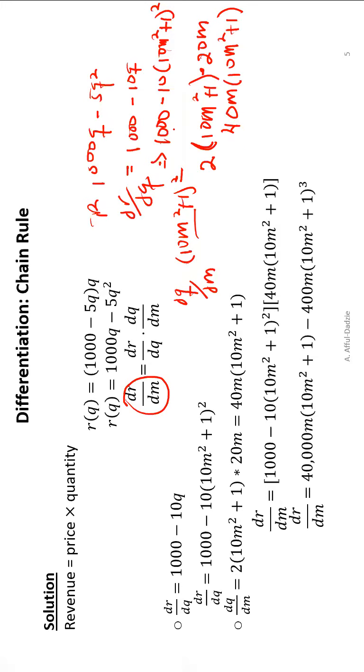So we have two functions. This is dR/dQ and this is dQ/dM. So we multiply these two functions together and we end up having our dR/dM. And so that's it here. So we have the function here, which is dR/dQ, 1,000 minus 10 times (10m squared plus 1) squared. This is this part, so we'll call this dR/dQ. Okay, and then this one here that we found is dQ/dM. So we multiply these two functions.